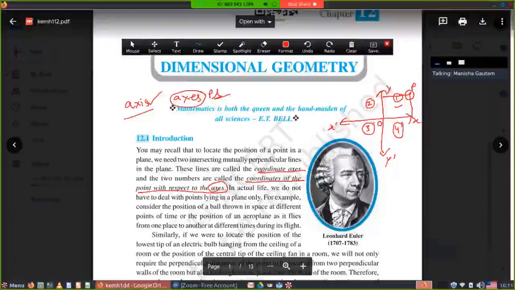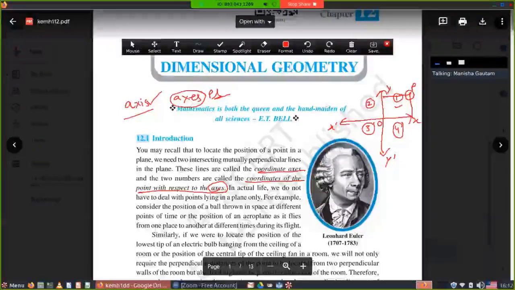In actual life, we do not have to deal with points lying in a plane only. It means knowledge of the two-dimensional plane alone is not sufficient. You have to study when the point is not lying in a plane but in space. Suppose it is lying in a room. It is not lying on a wall of the room. The point is lying in the space inside the room.